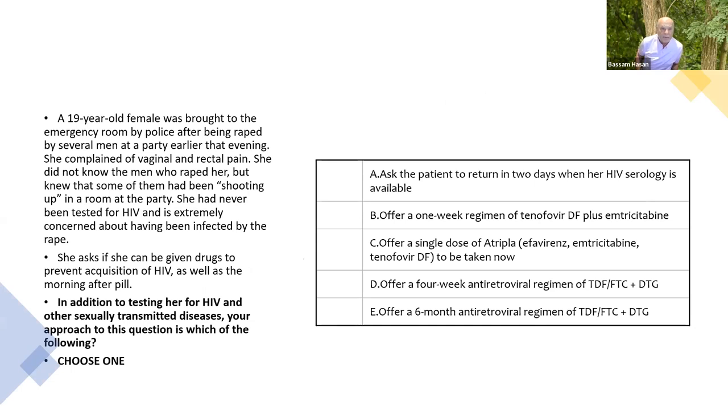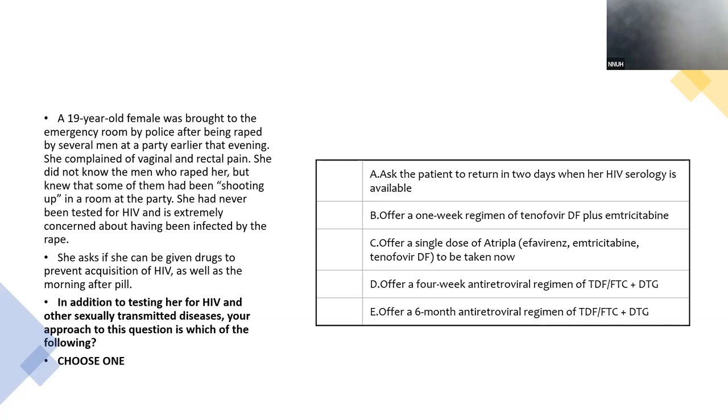A 19-year-old female was brought to the emergency room by police after being raped by several men at a bar earlier that evening. She complained of vaginal and rectal pain. She did not know the men who raped her, but knew that some of them had been shooting up in a room at the bar. She had never been tested for HIV and was extremely concerned about having been infected by the rape. She asked if she can be given drugs to prevent acquisition of HIV, as well as the morning after pill.